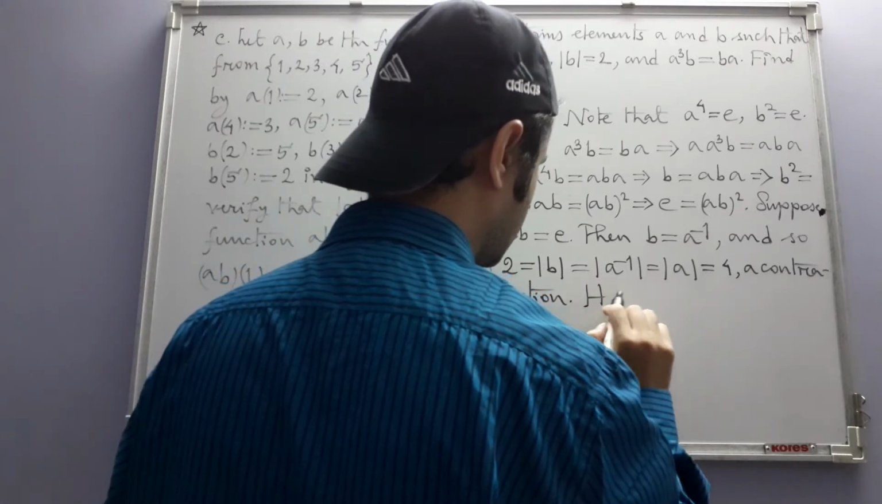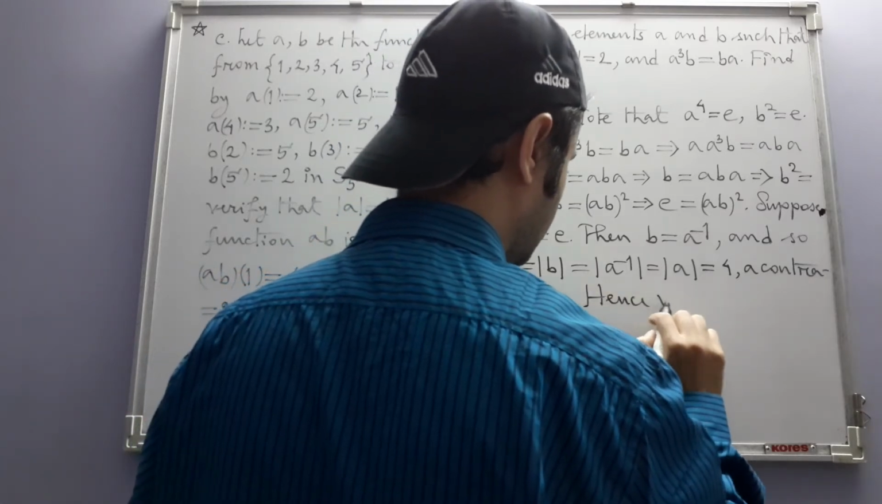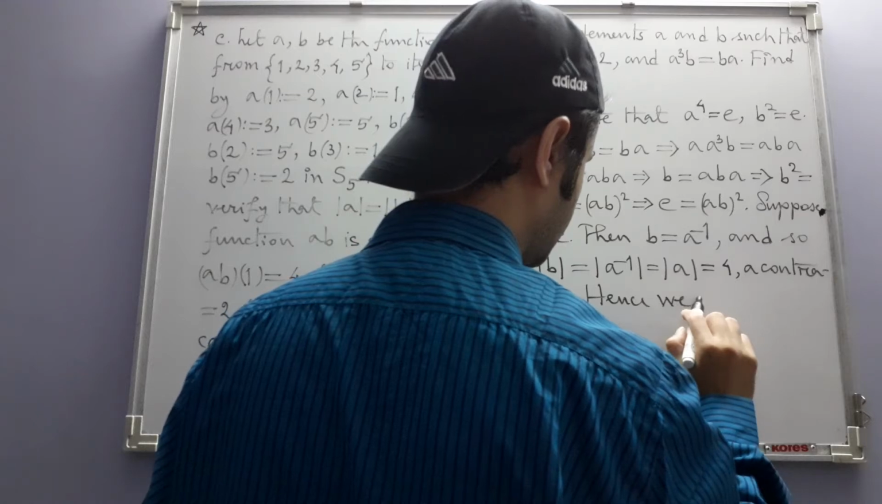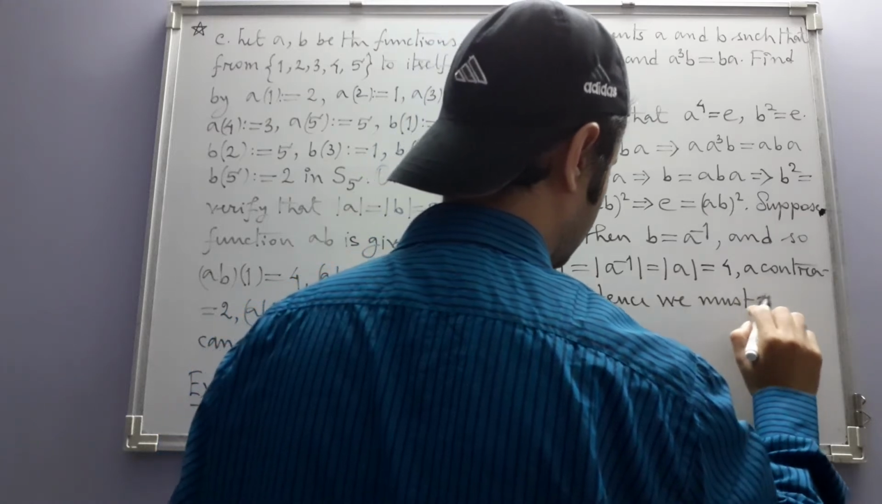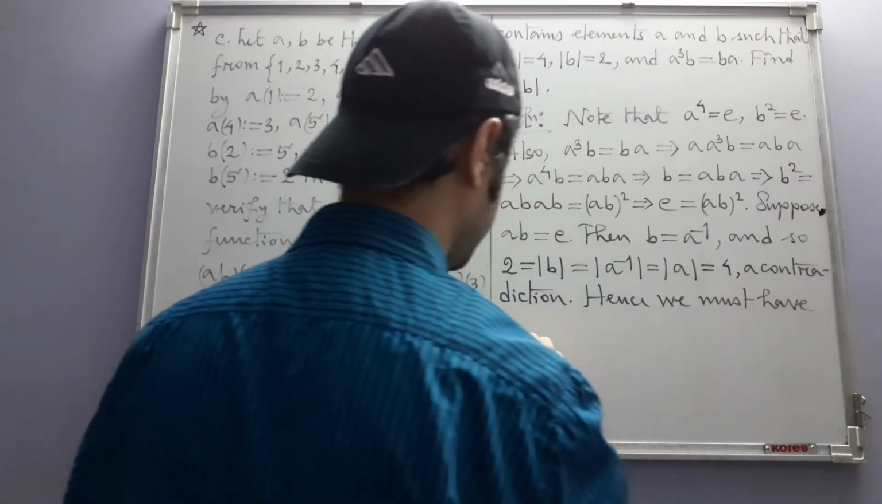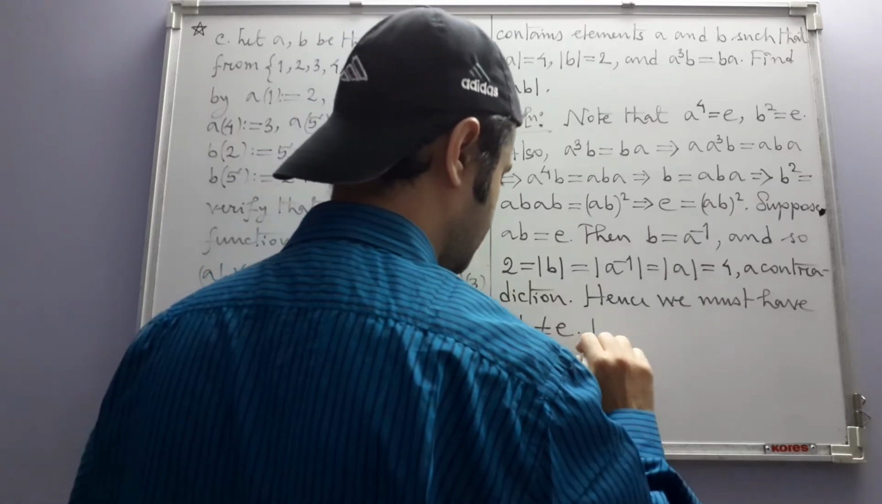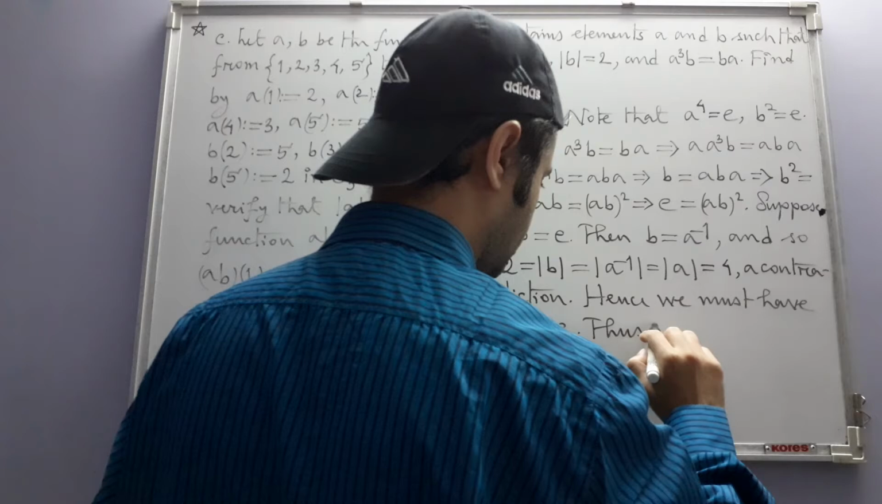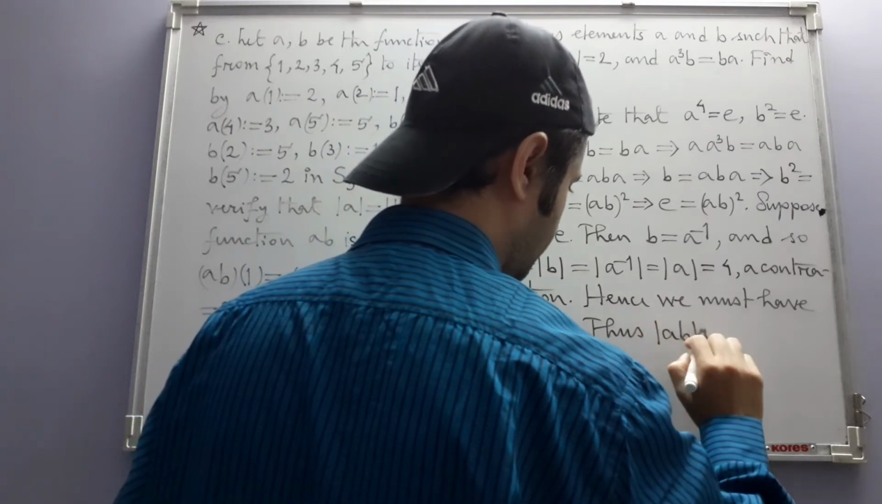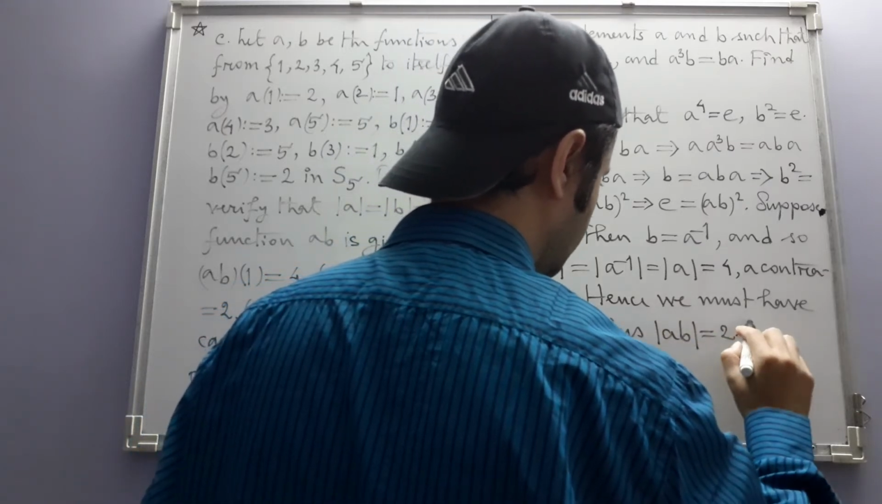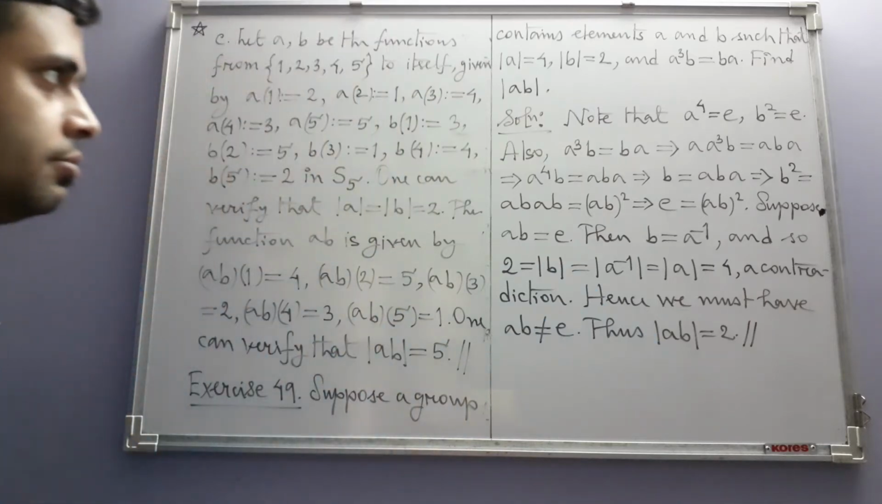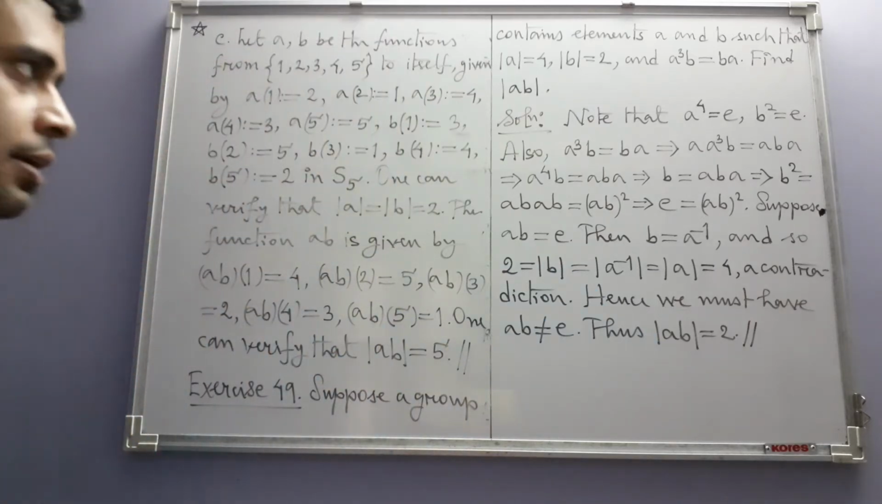Hence, we must have AB not equal to identity. Thus, order of AB must be equal to 2. Okay, it has to be exactly equal to 2.